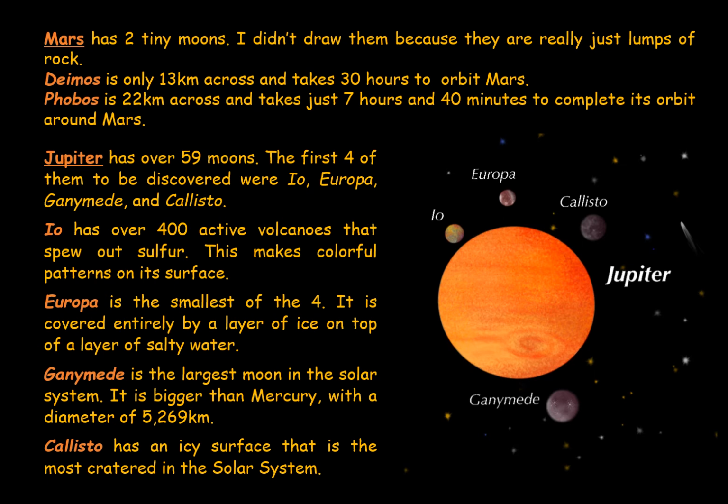Europa is the smallest of the 4. It is covered entirely by a layer of ice on top of a layer of salty water. Ganymede is the largest moon in the solar system. It is bigger than Mercury, with a diameter of 5,269 kilometers. Callisto has an icy surface that is the most cratered in the solar system.